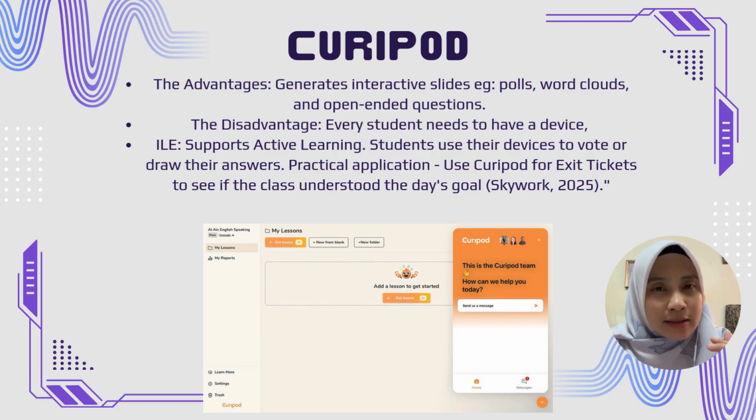So how does this AI tool support ILE? It supports active learning. That means students can use their own device to vote or draw their answers. A practical application is teachers use QReport for exit tickets to see if the class understand the day's goal.